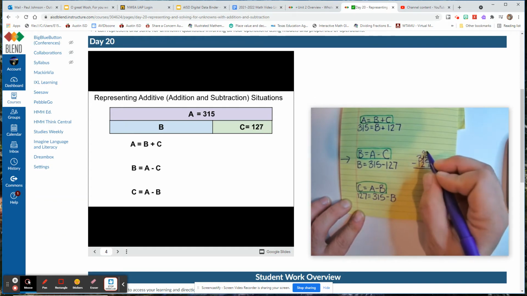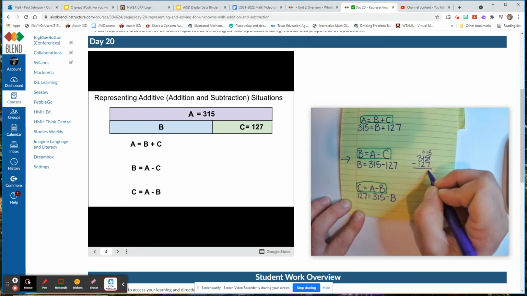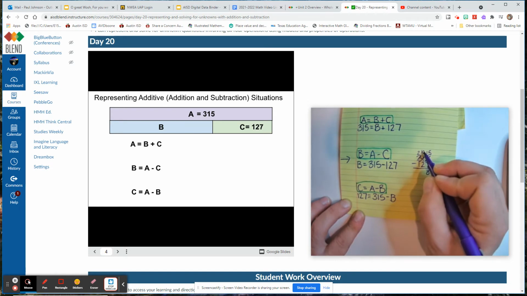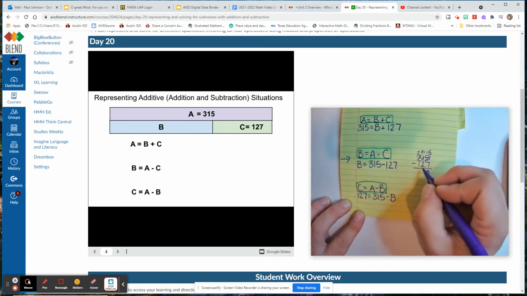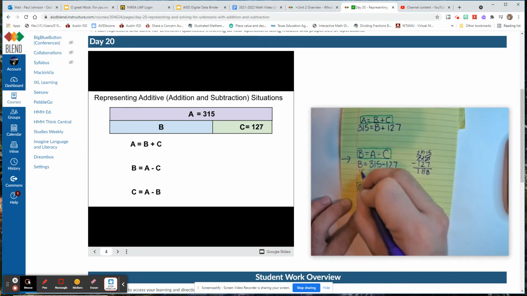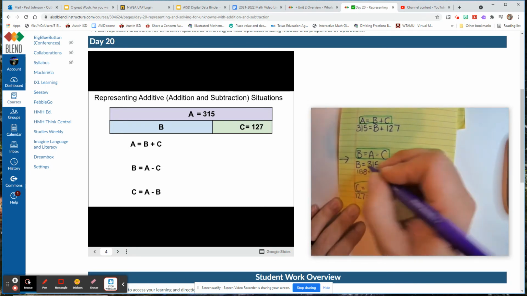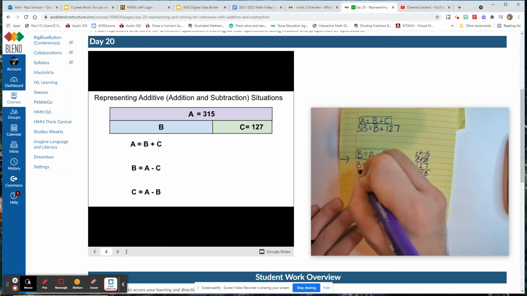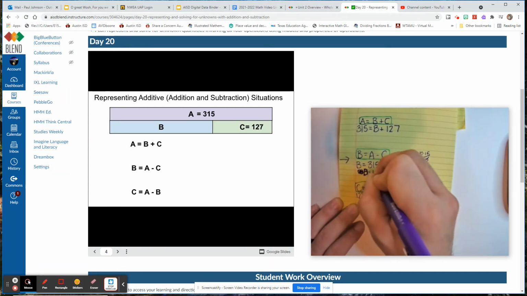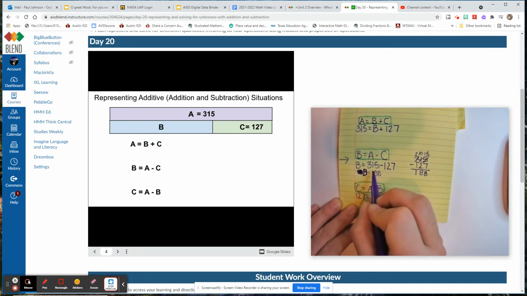So we have to borrow. This becomes 15 because we borrowed 10 from over here. 15 minus 7 is 8. And then we have to borrow again. Turns this into a 10. This is turned into a 2, so 10 minus 2 is 8. 2 minus 1 is 1. So it looks like 188 is equal to, or actually, I put that on the wrong side. Sorry. B is equal to 188. And the reason why B is equal to 188 is because the answer to 315 minus 127 is 188.